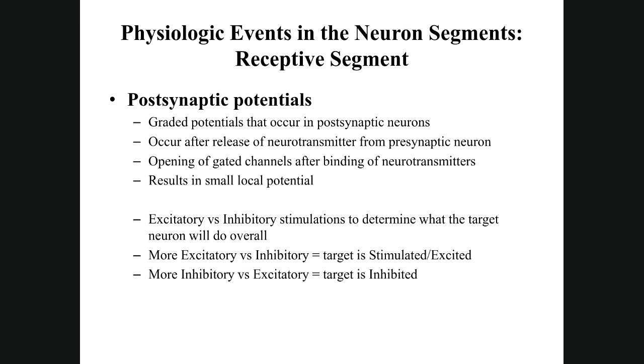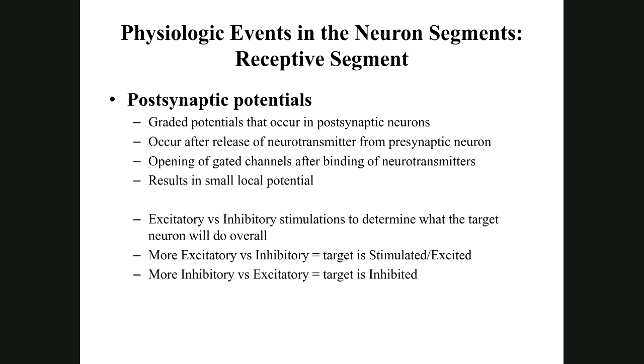A target cell, a postsynaptic cell, many times has more than one neurotransmitter that is affecting it. So many target cells may have 3 or 4, up to 10 to 20, who knows, different neurotransmitters that are affecting it at the exact same time. Some of these neurotransmitters are going to cause depolarization, and some are going to cause hyperpolarization. In the long run, it is a combination, a balance of all of these that truly determines what the target cell is going to do. In other words, if we've got more neurotransmitters causing depolarization compared to the inhibitory neurotransmitters, then our target cell is going to be stimulated. But if we've got more inhibitory neurotransmitters causing hyperpolarization in that postsynaptic cell compared to depolarization, then overall, we are going to inhibit that target cell.